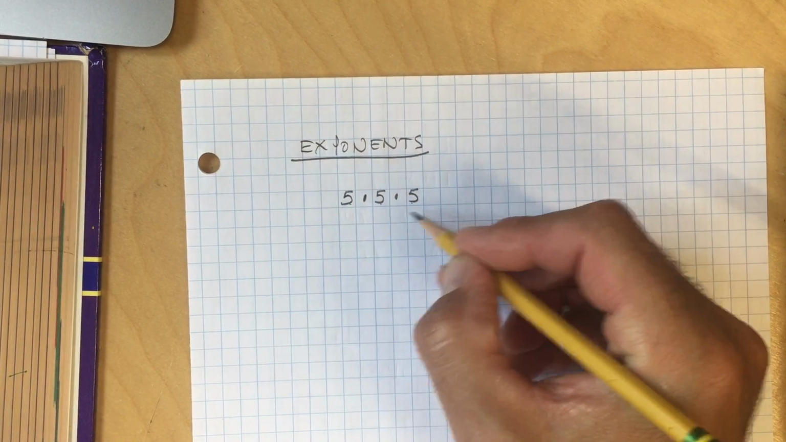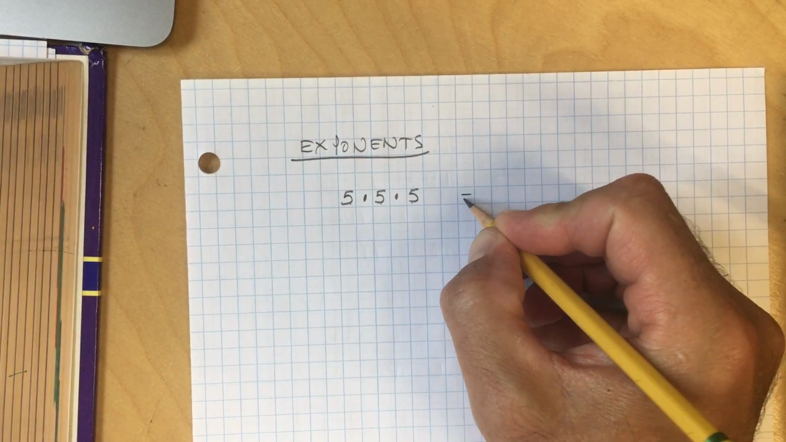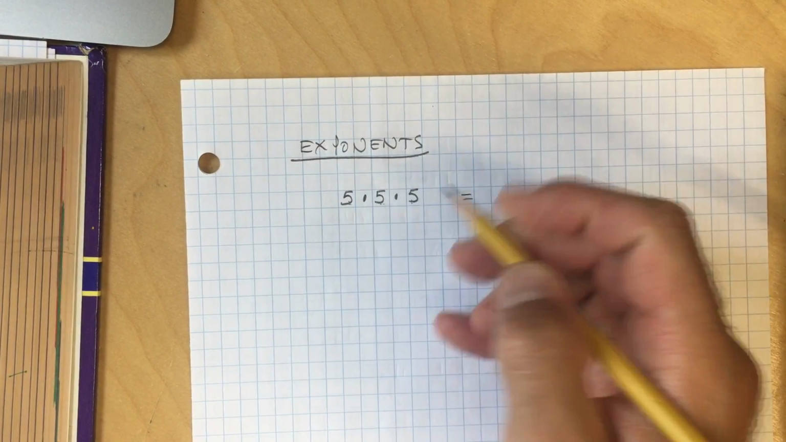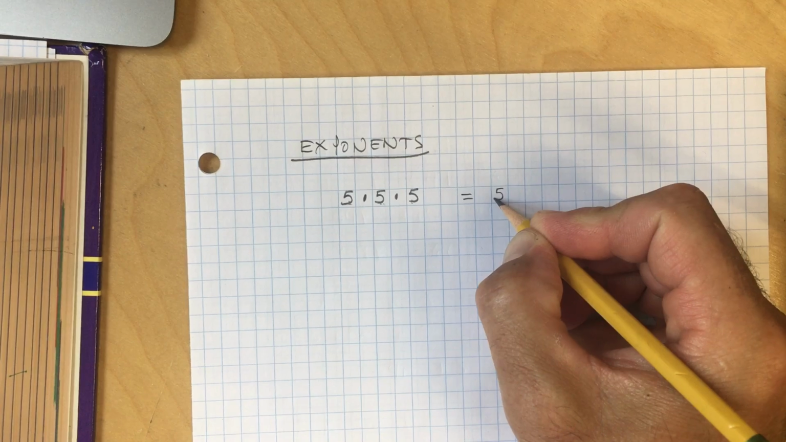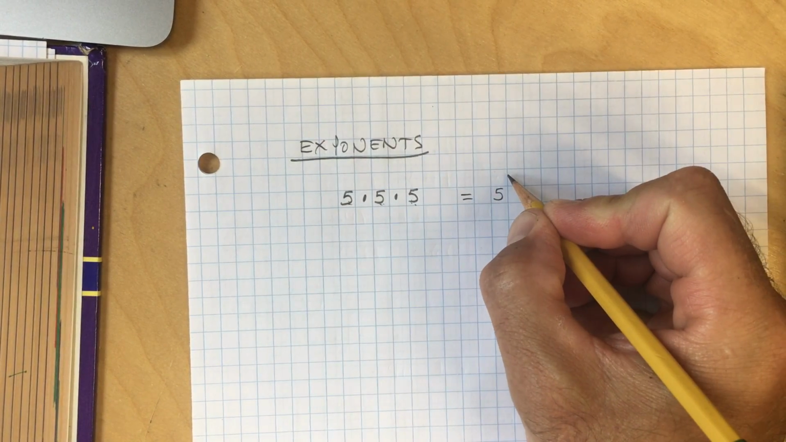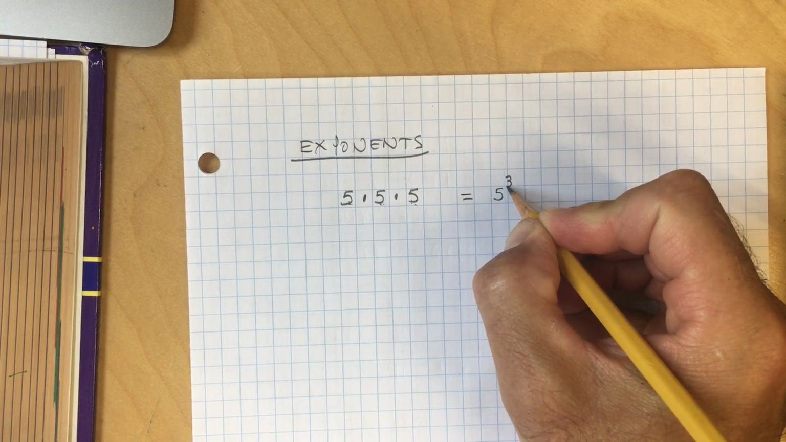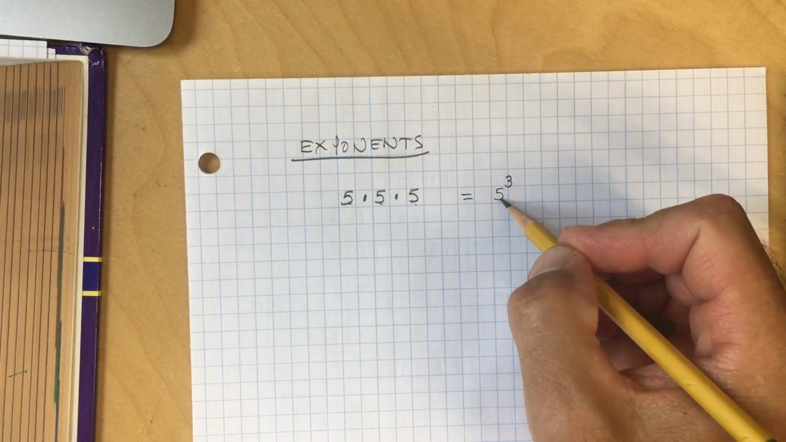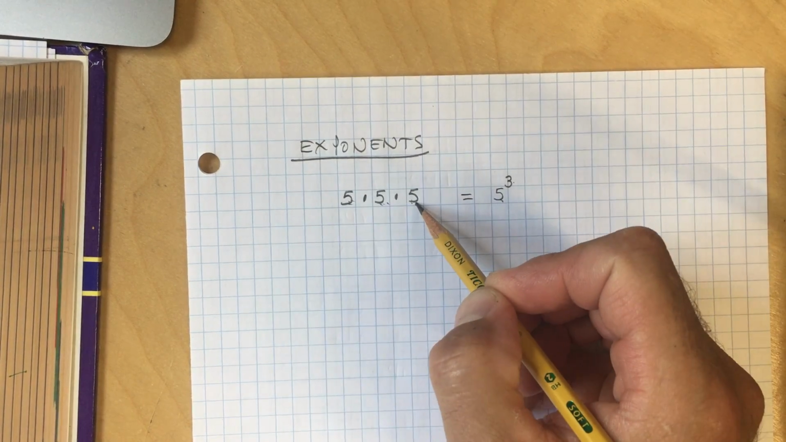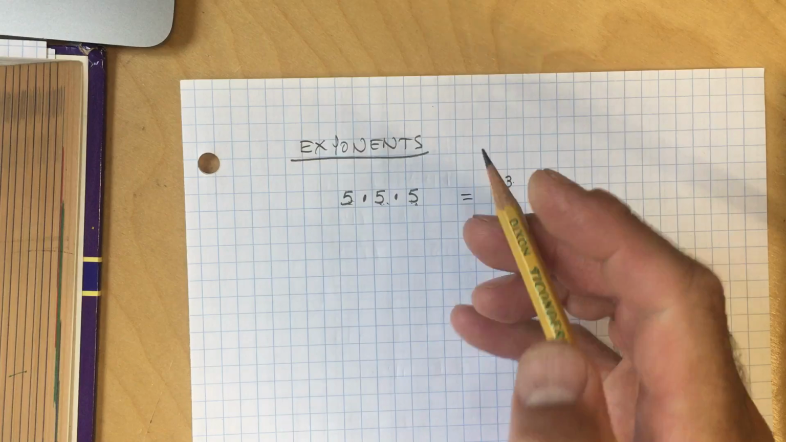This can be rewritten in exponent form by doing the following. This base number is all the same. They're all 5s, and there are 1, 2, 3 of them. And so in the superscript, we put a number 3. 5 to the 3 means that we take the base number 5 3 times and multiply it together.